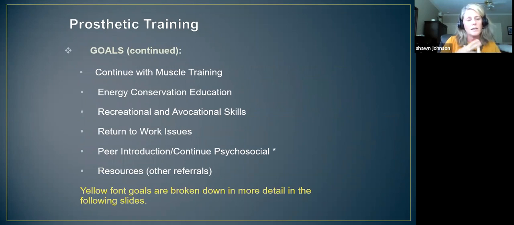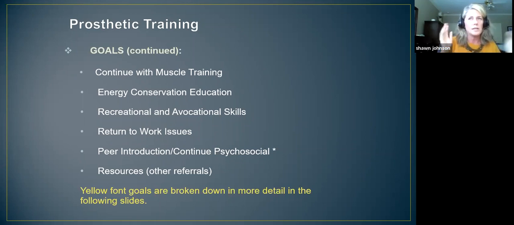We're going to discuss energy conservation education. We're going to address recreational and avocational skills. We are going to discuss return to work and maybe even make a work site evaluation, make those peer introductions if they haven't already been done, and continue with psychosocial needs and referrals as needed.